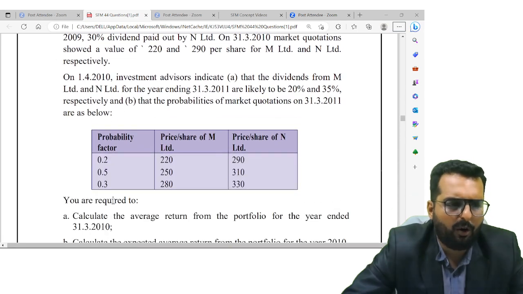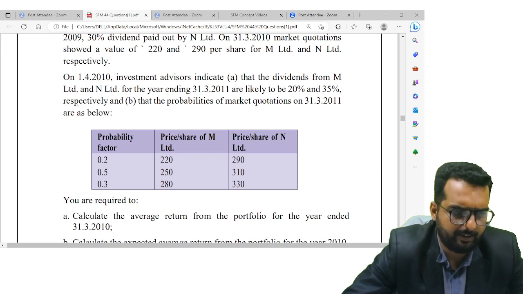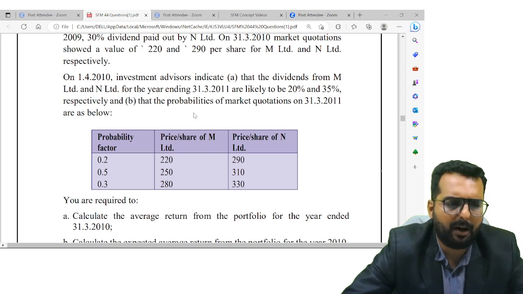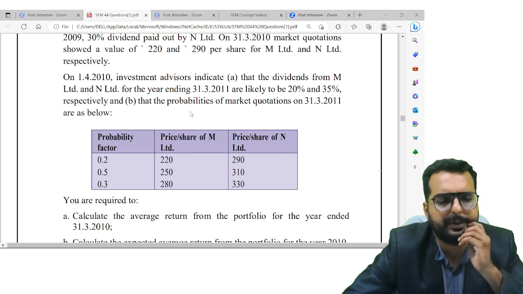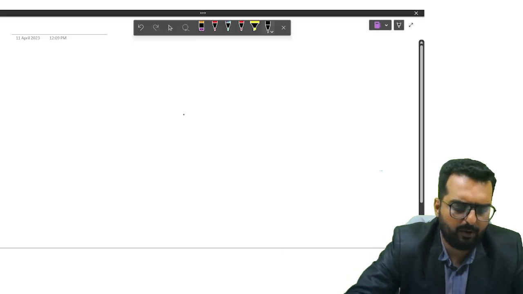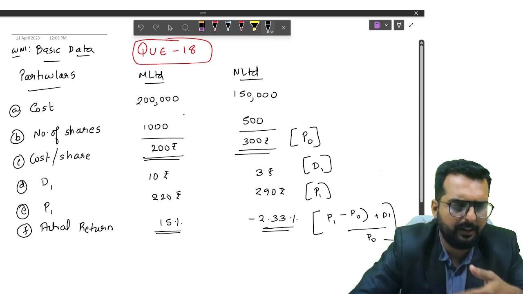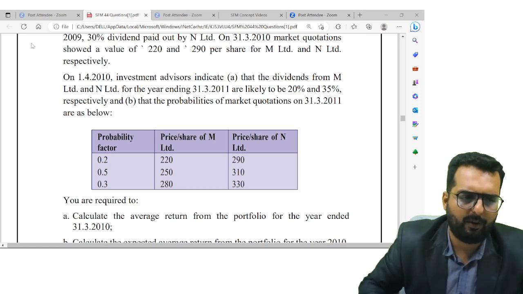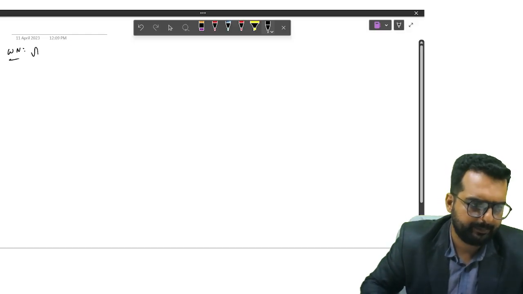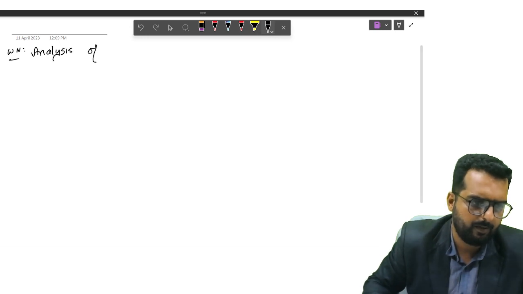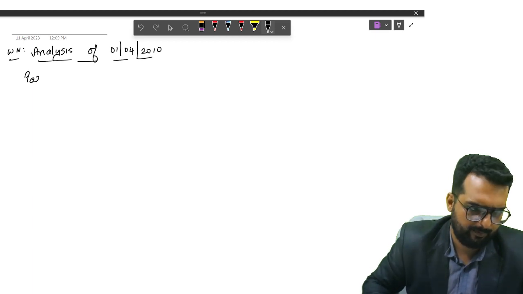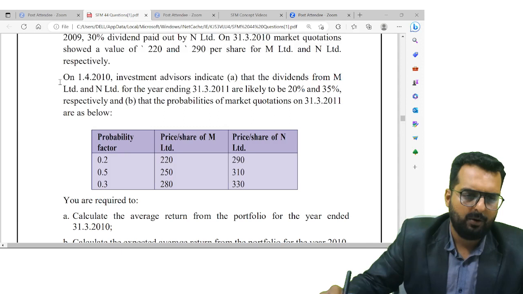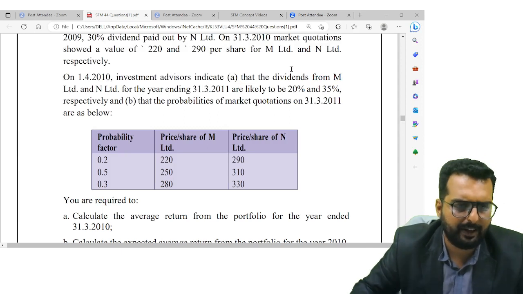Let me go down now. On 1st April, they say that the dividends are likely to be 20% and 35% respectively, and the probability of the market quotation is also given over here. Okay. So let's do one thing. Here we have got the answer. We have got 15% return and 2.33% return. Next, they are saying analysis of 1/4/2010. Particulars, then you have M and you have N.